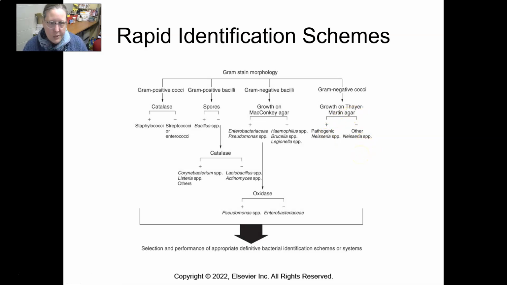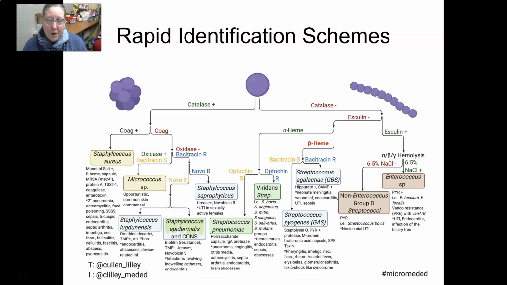So these are some. Here's another one just for gram-positive. So I like this one too because it gives a little bit more depth to the algorithm. So of course you start with the catalase test on a gram-positive cocci, and if it's in clusters, it's catalase positive. It's likely a staph. And if it's in chains or small chains and stuff like that, it's likely a strep, and it'll be catalase negative.